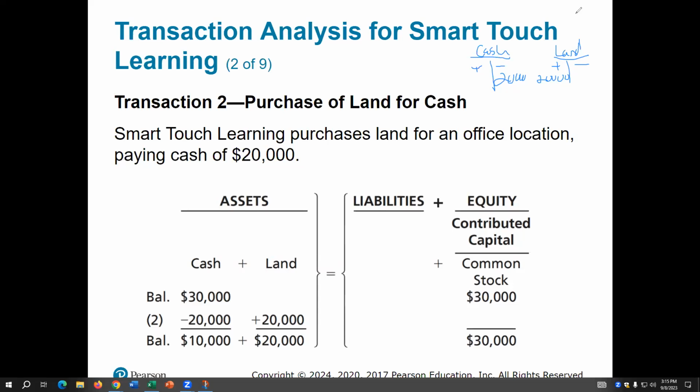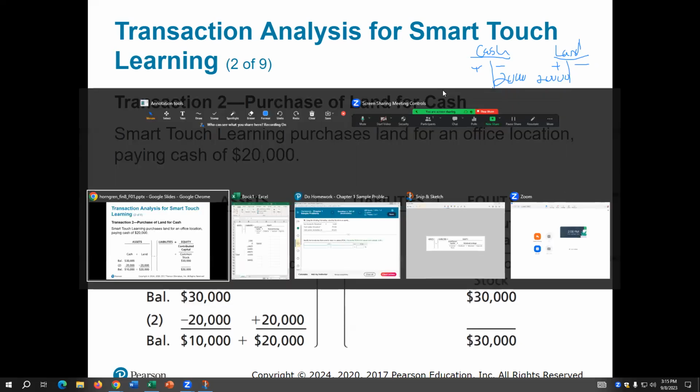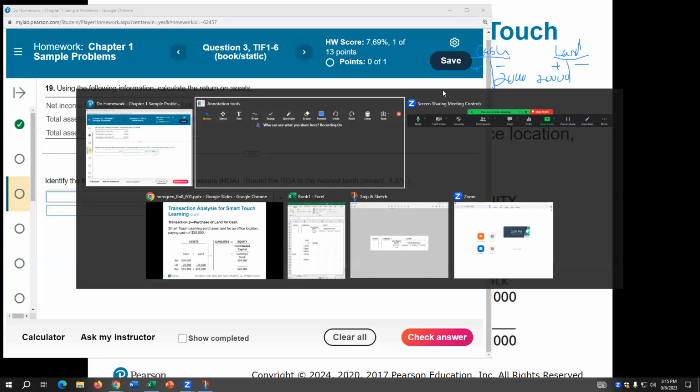So let's just do really quick here while this is still fresh. Let's go back to that problem in MyLab that I just had up a minute ago.